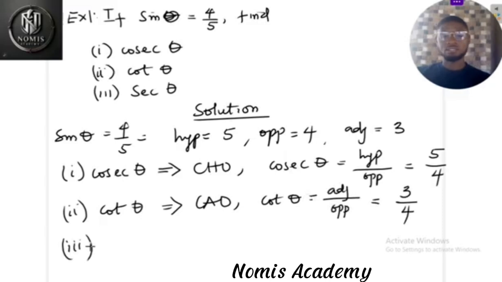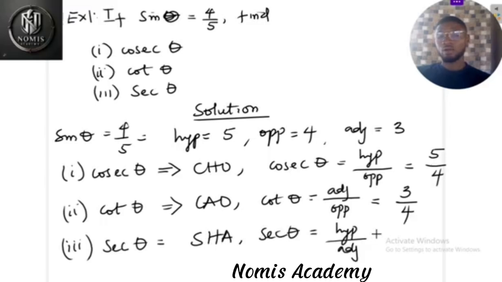And in Roman figure 3 we have sec theta. Sec theta is the inverse of cos theta, and that is our SHA. That SHA simply means that sec theta is equal to hypotenuse all over adjacent, and the hypotenuse is what now? 5 all over the adjacent, which is 3. So these are our answers.